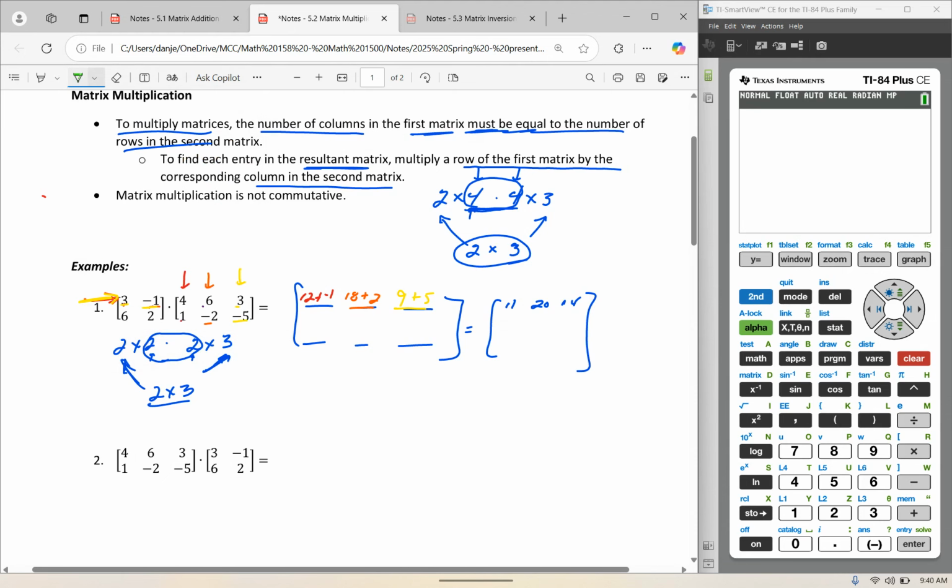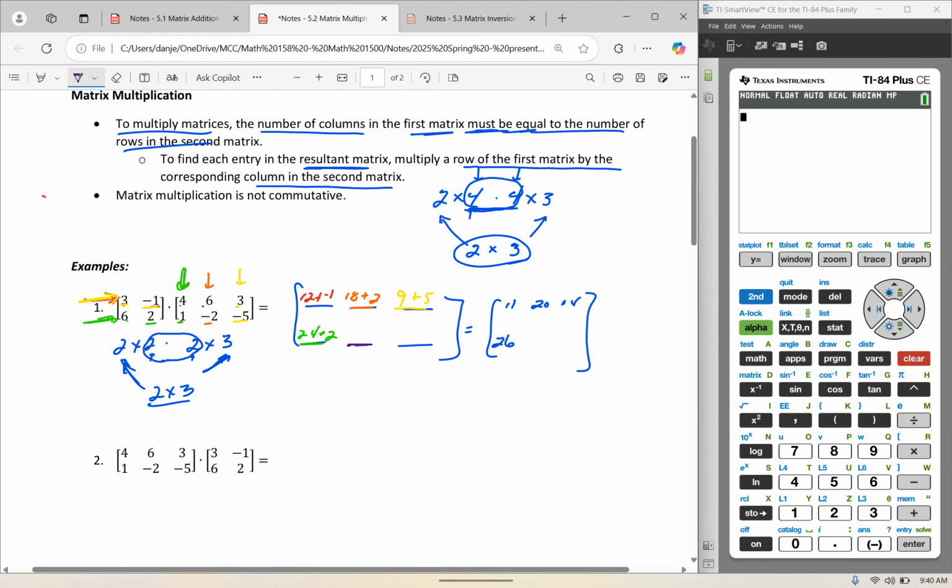Moving on to the second row, to get the element in the second row, first column, I'm going to multiply the second row of the first times the first column of the second matrix. So 6 times 4 is 24. 2 times 1 is 2. So we get 26 for the element in the second row, first column of the resultant matrix.